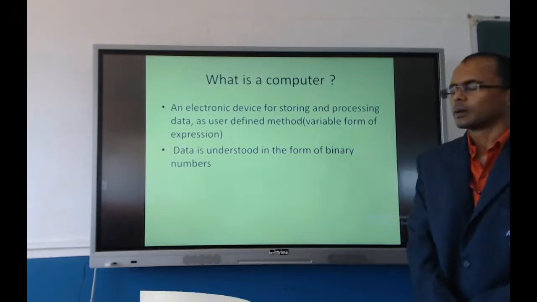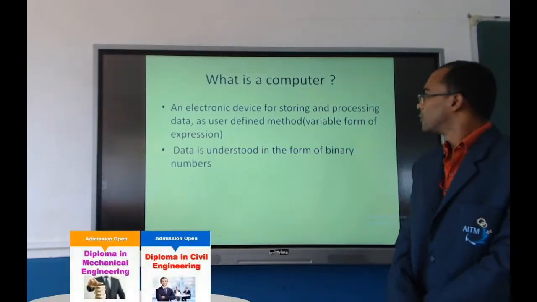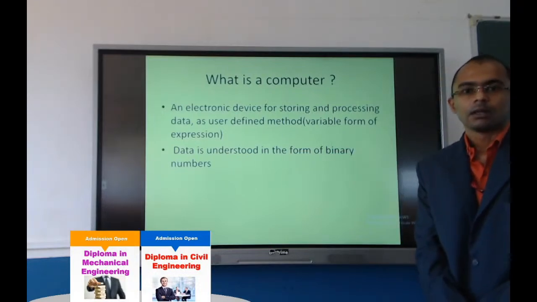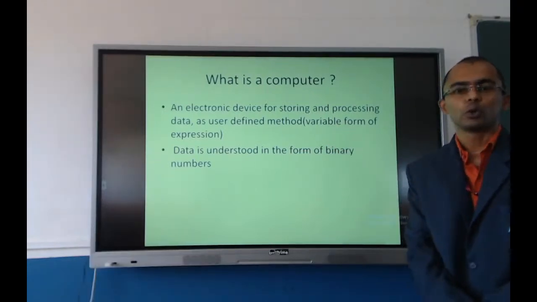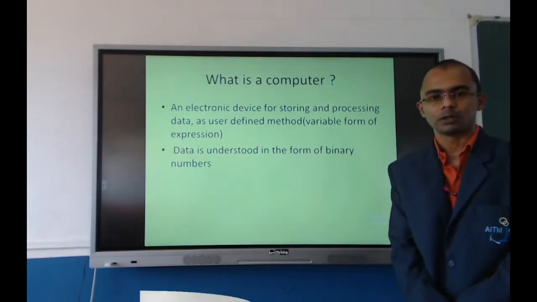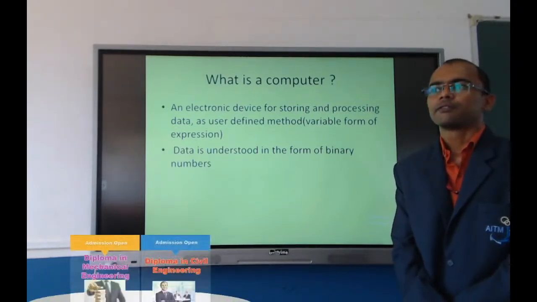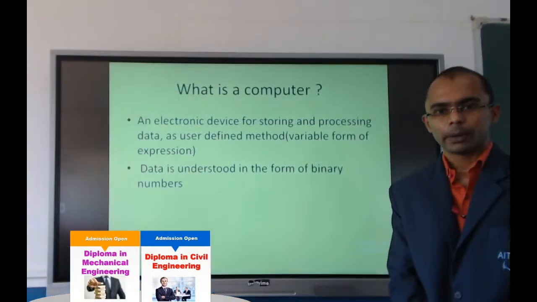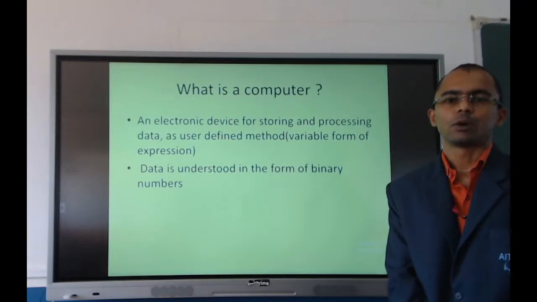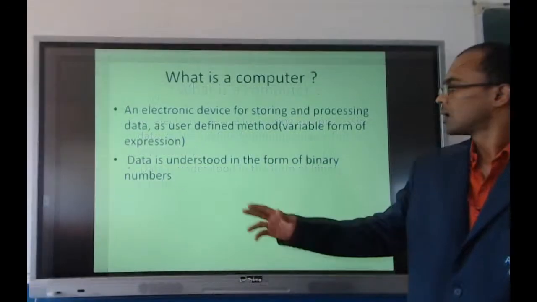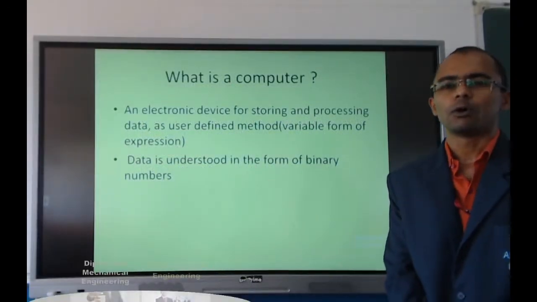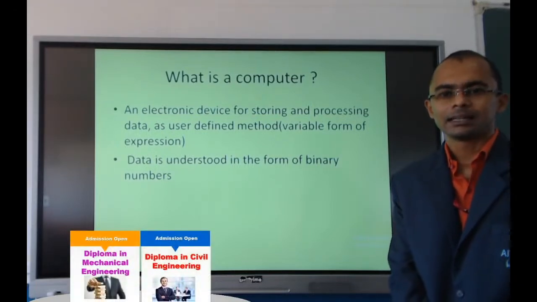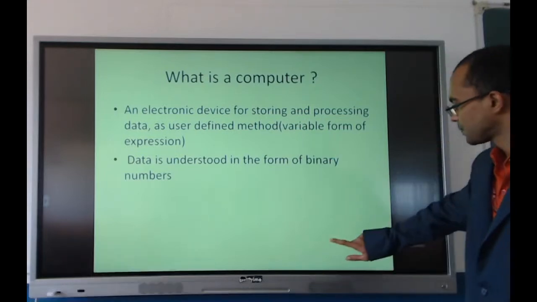What is a computer? It is an electronic device for storing and processing data as per the user-defined method. The user-defined method is also known as variable form of expression, because we have different inputs in the expression, that is alphabets ranging from A to Z and numbers ranging from 0 to 9. This data is understood in the computer in the form of binary numbers. Binary numbers consist of only two numbers, that is 0 and 1.